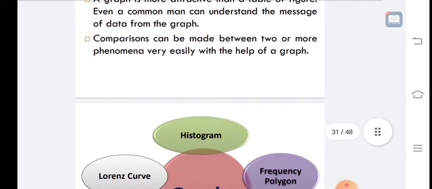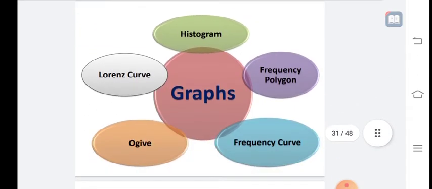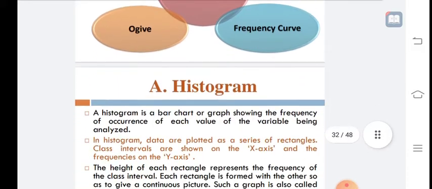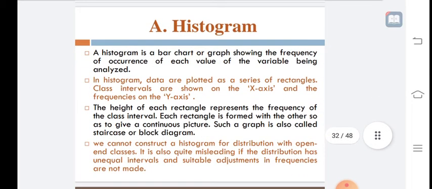There are various types of graphs. We saw the histogram, the frequency polygon, the frequency curve, the ogive, and the Lorenz curve. In the last class we discussed the histogram, which is the most popular graph used to represent a continuous frequency distribution.